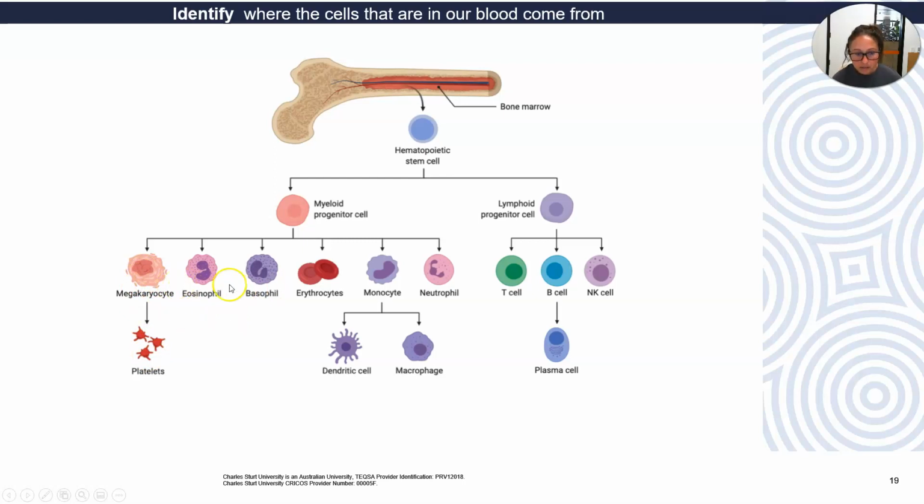Just look, this one's got granules, this one's got granules. That one doesn't have granules, that one has, that one doesn't, okay? So just be aware that this is where the cells that live in our blood come from. And it's all related to this stem cell, because he can become any of them.